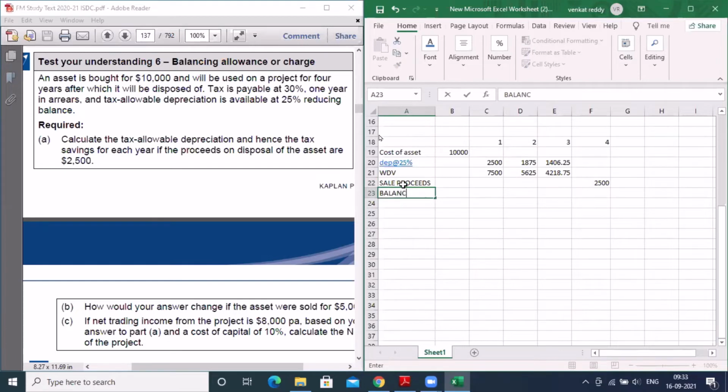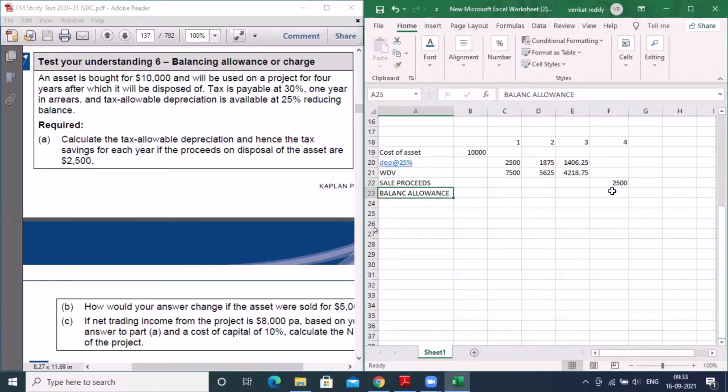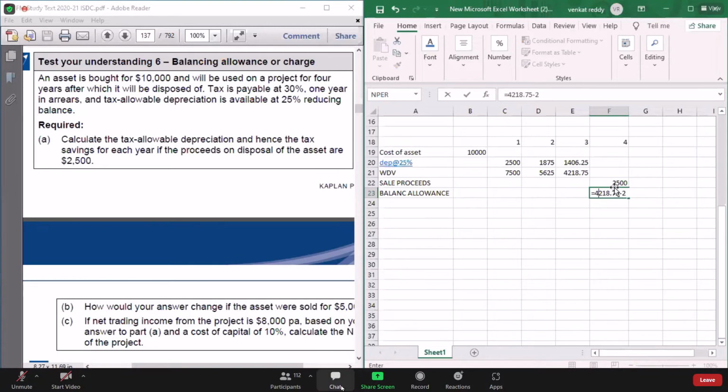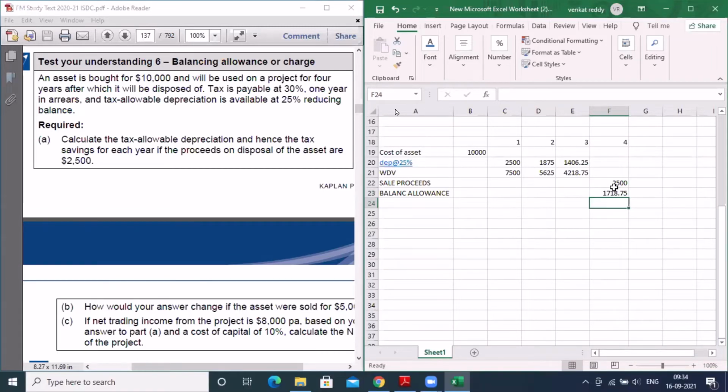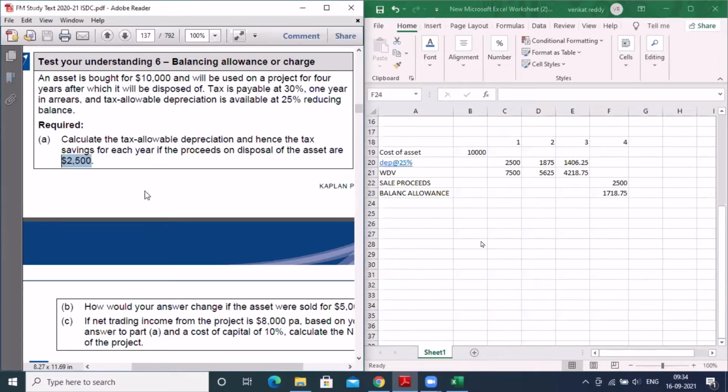So balancing allowance. It is disposed for 2,500. Okay. 4,218.75 minus 2,500. So we got 1,718.75. Sale proceeds they gave in the question. Here you can see, in our first requirement, they gave the sale proceeds. Sale proceeds is 2,500. Sale proceeds will be given in the question only. So I hope it is clear. Let me know whether you understood this. Is it clear up to now?